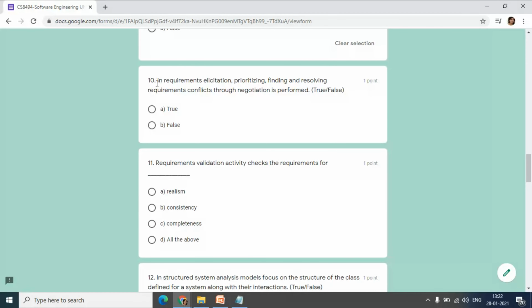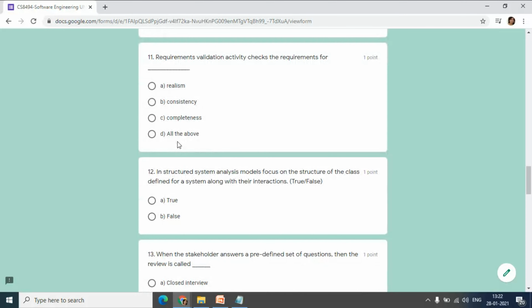Next question is: in requirements elicitation, prioritizing, finding, and resolving requirements conflicts through negotiation is performed. True or false? Yes, it's also true. Next question is: requirements validation activity checks the requirements for dash. During the requirements validation process, different types of checks such as realism check, consistency check, and completeness check should be carried out. So the correct answer is option D, all the above.